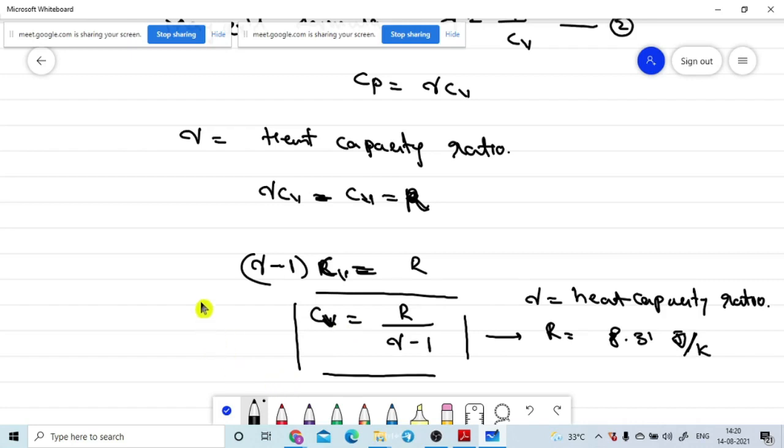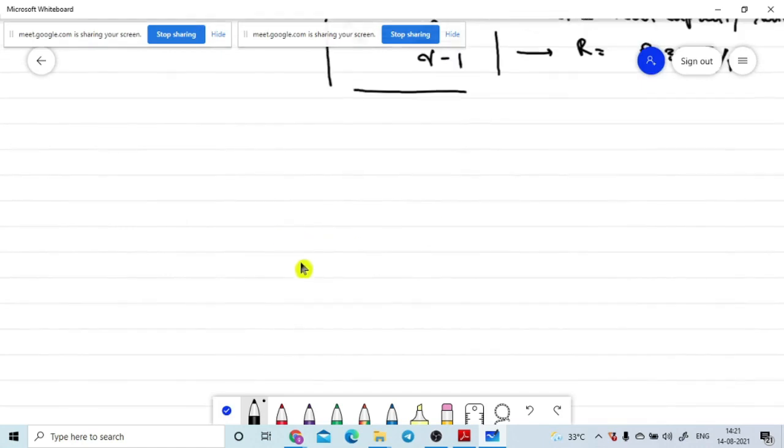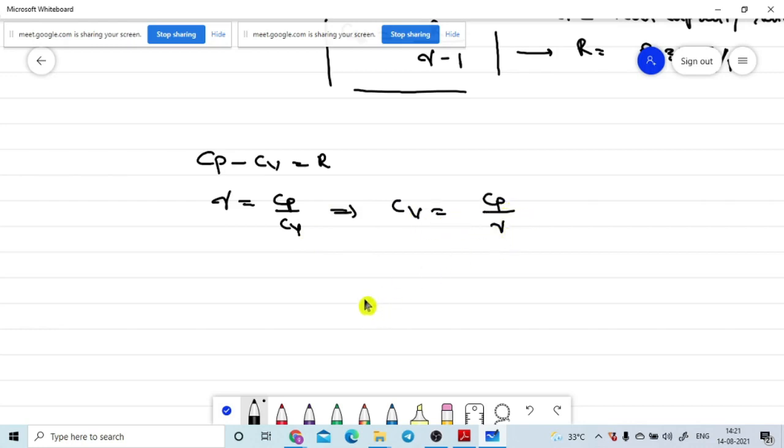Now if you go to another one, they may ask the question for the relation between Cp and gamma value. Once again I am recalling, Cp minus Cv is equal to capital R. One equation is there. Gamma is equal to Cp by Cv, one equation is there. But I need to eliminate the Cv term. That is Cv is equal to Cp divided by gamma. Is it correct?